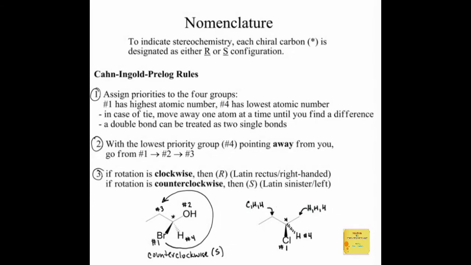This carbon beats out the hydrogen, so this is going to be group number 2, and this is going to be group number 3. So ranking the groups 1, 2, 3, 4 sometimes requires a little work here. Okay, next we're going to make sure our lowest priority group is pointing away. It's doing that. It's a dashed bond. So what do we do? We move from 1 to 2 to 3, and we keep doing that. 1, 2, 3, 1, 2, 3.